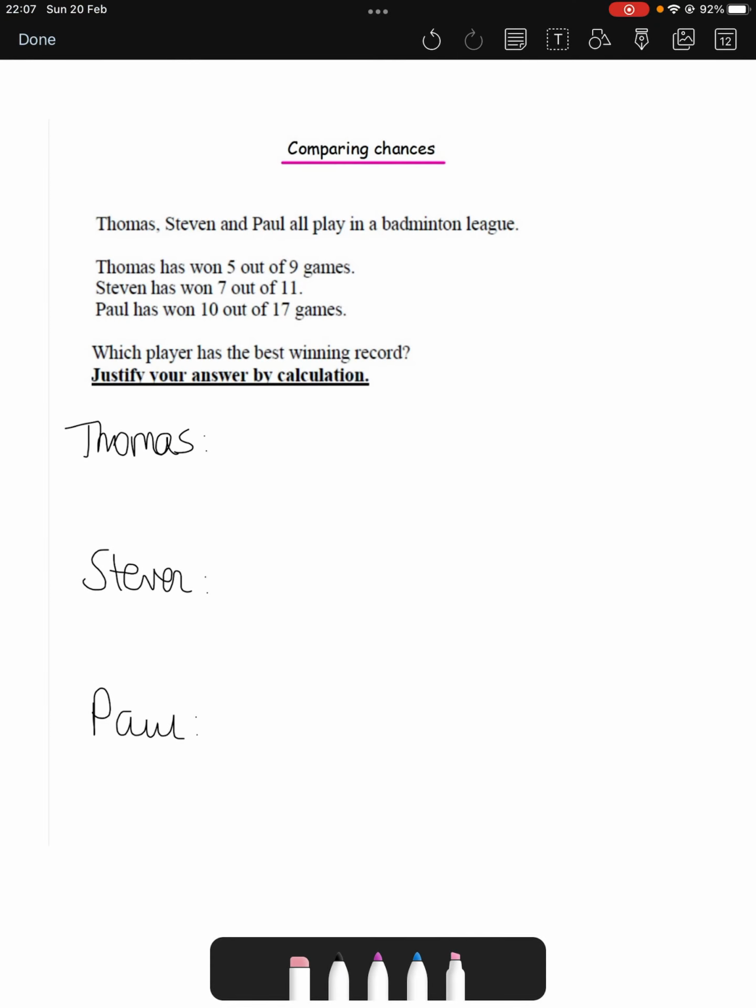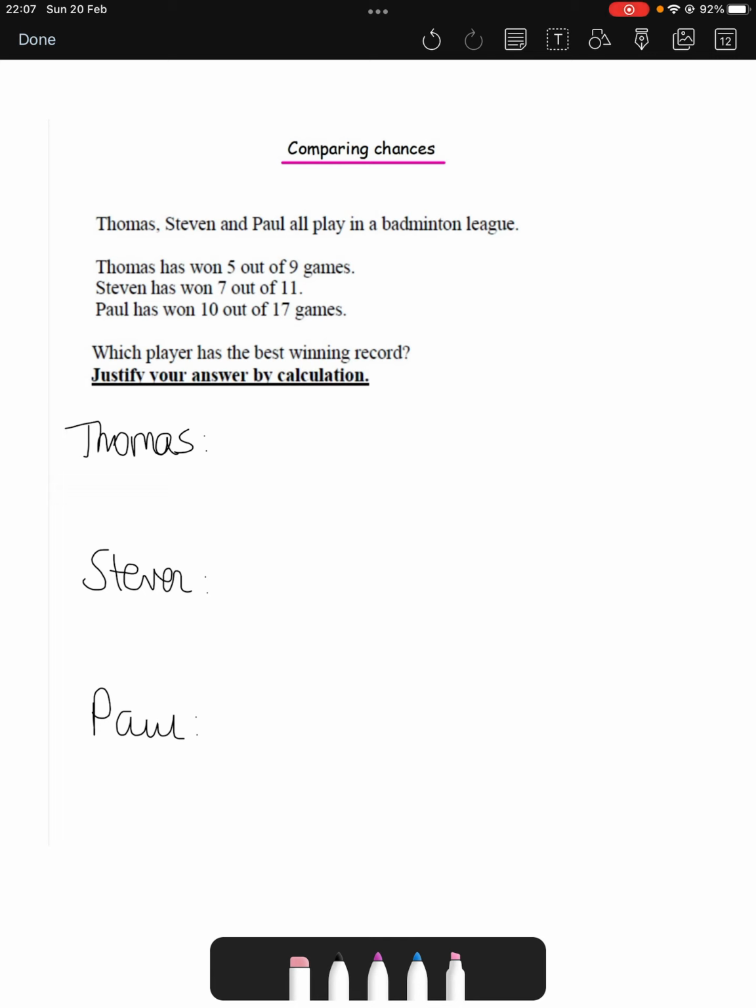Hello. So today we're going to look at comparing the chance of something happening, or comparing probability, or figuring out basically what is the best situation given some information. So we are told this. Thomas, Stephen and Paul all play in a basketball league. Thomas has won 5 out of 9, Stephen has won 7 out of 11 games and Paul has won 10 out of 17. Which player has the best winning record?